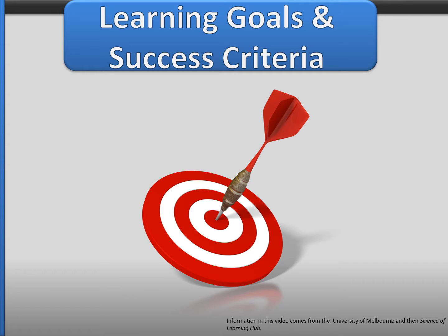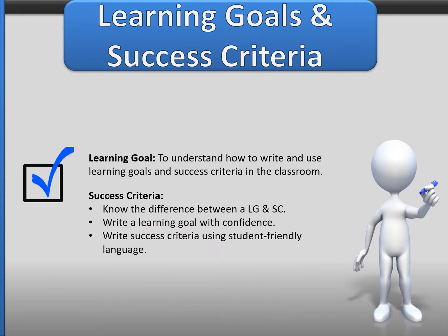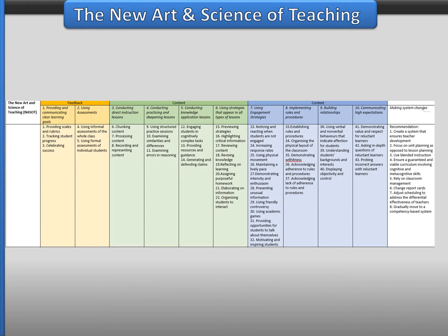In this video, we're going to talk about using learning goals and success criteria to communicate to students what success looks like. The learning goal for this module is to understand how to write and use learning goals and success criteria in the classroom. There are 3 success criteria. Know the difference between a learning goal and success criteria, write a learning goal with confidence, and write success criteria using student-friendly language.